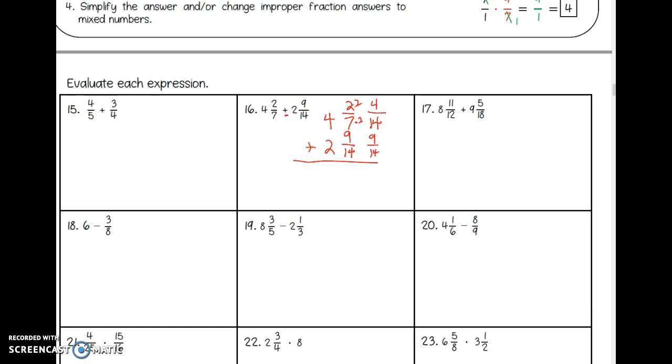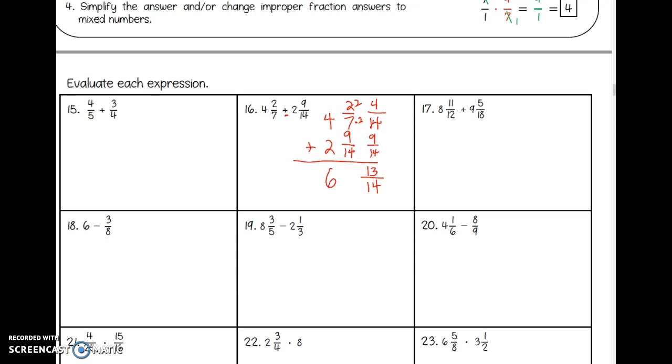So 4 plus 9 is 13. And my denominator will stay the same, so it'll be 14. So I've added up my fractions. Now I can add my whole numbers. I have 4 plus 2 is 6.